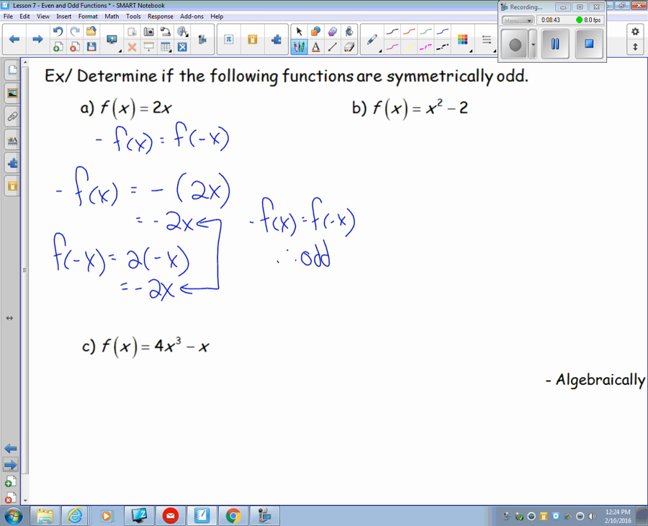Okay, let's try the second one. I'm going to take the negative of the function, so the negative of the whole thing, negative x squared plus 2.